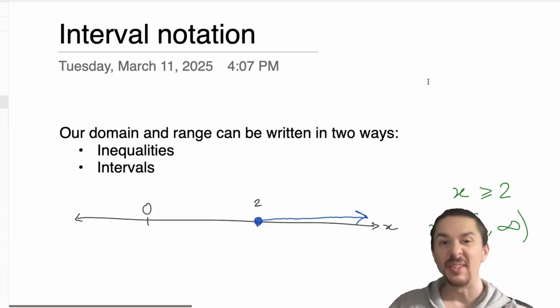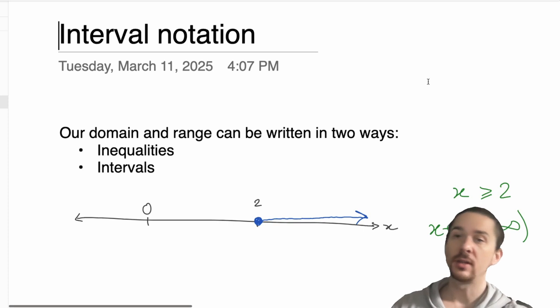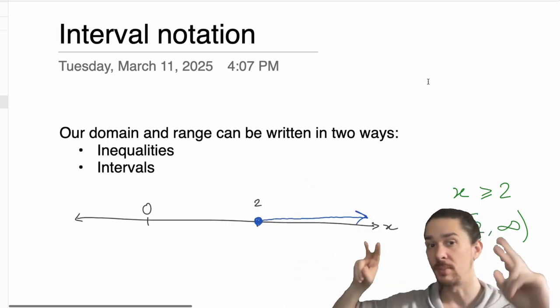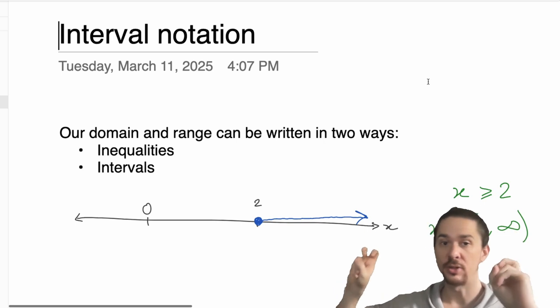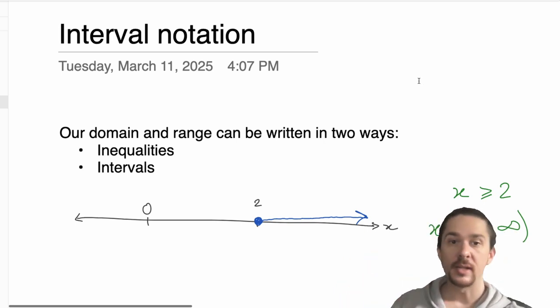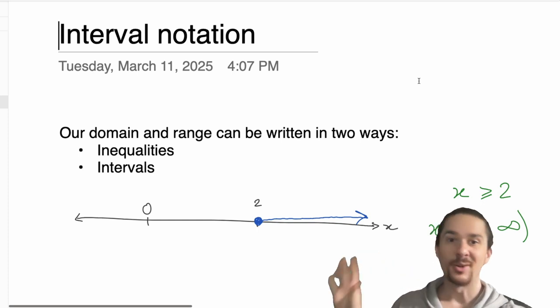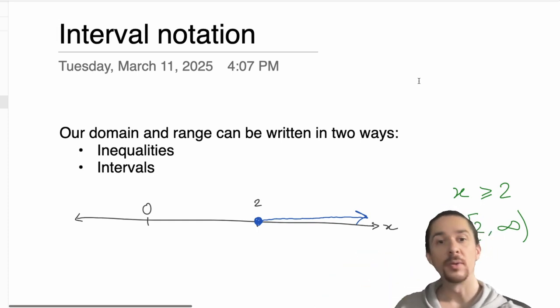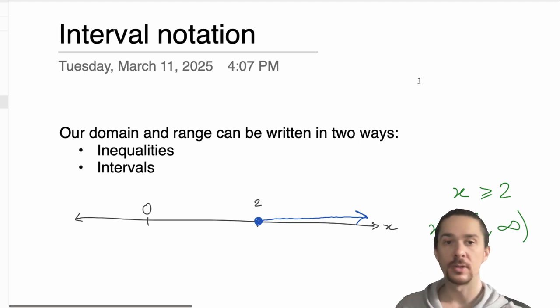When we're giving the domain and the range, we have two ways we can write it. We can write with an inequality, or we can write with an interval, which comes from what is called set notation in mathematics. You need to understand both of these. The inequalities you should already understand well. We've done a whole video about them. The set notation is probably going to be new to you. So let's go over some basics.